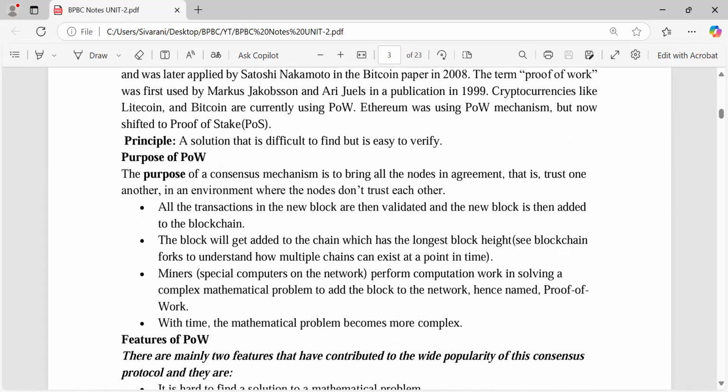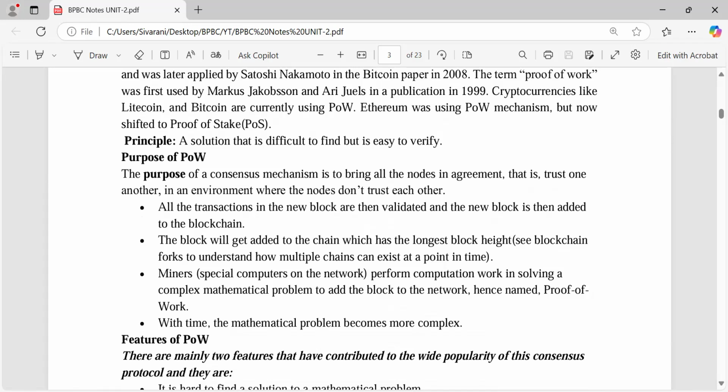What is the purpose of proof of work? It is a consensus mechanism to bring all the nodes into agreement, even when they don't trust each other. All the transactions in the new block will be validated and added to the blockchain. Next, the new block will be added to the blockchain as the longest block height.